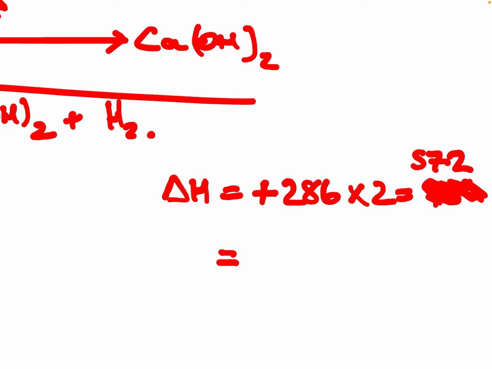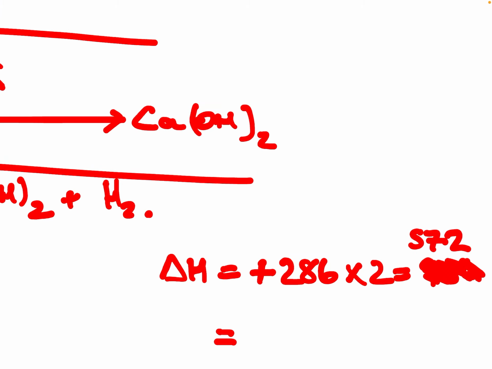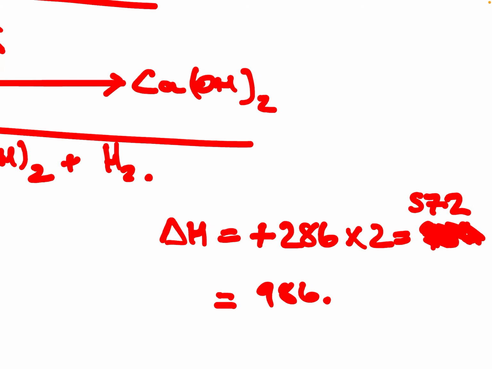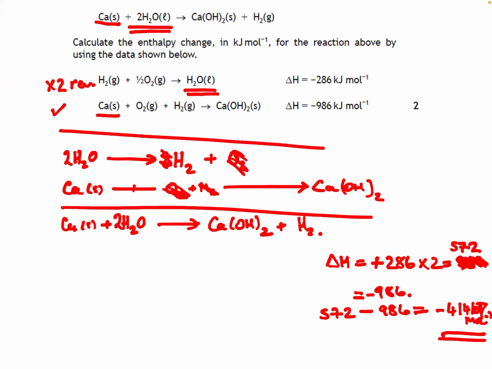For the second one, this enthalpy, 986, doesn't change. So that's going to be 986. So our enthalpy change then is going to be 572, take away 986, because that was exothermic, it's negative, so that becomes an enthalpy change of minus 414 kilojoules per mole. That's it. It's the final answer. So minus 414 kilojoules per mole. That's how we do these.